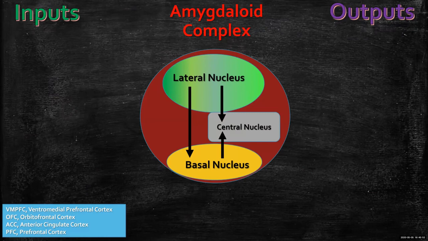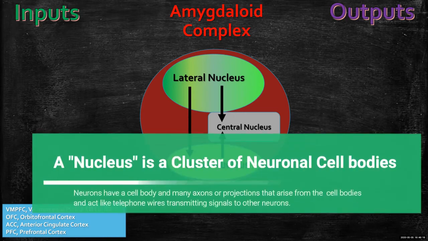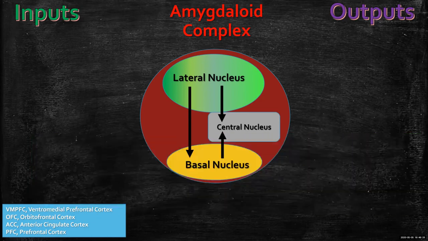The amygdaloid complex, also known as just the amygdala, consists of a bunch of neuronal cell bodies clumped together. What we call these cell bodies of the neurons, we call it a nucleus when there's a cluster of these neuronal cell bodies. There are numerous nuclei within the amygdala or amygdaloid complex. There are about 12 pairs of nuclei. However, for anxiety and for the purpose of this discussion, we will only talk about the lateral nucleus, the basal nucleus, and the central nucleus.